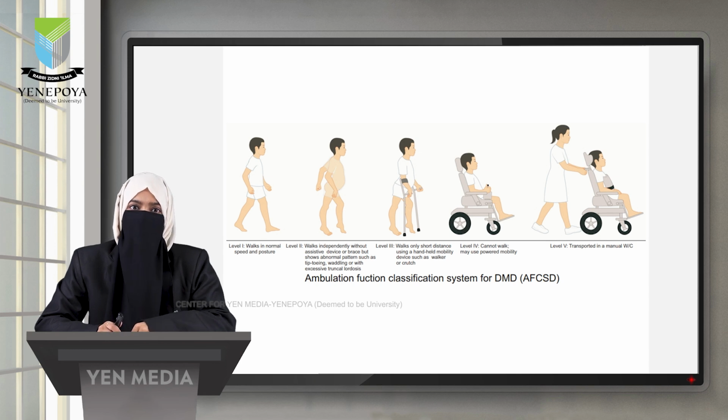In level 3, they can walk only short distances using some kind of assistive devices. Level 4, they cannot walk, and need to use powered mobility or a wheelchair. Level 5, they are transported in a wheelchair and are completely dependent on it.